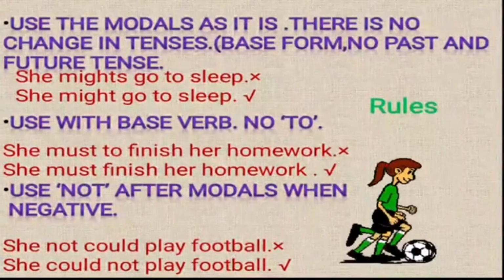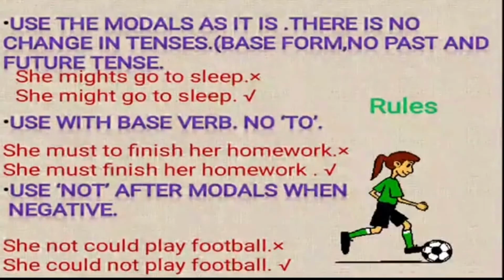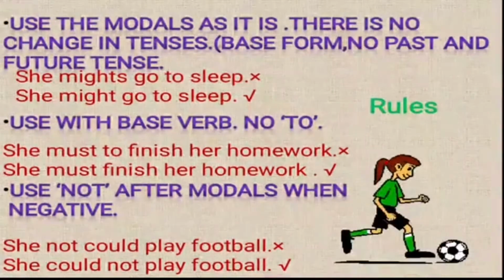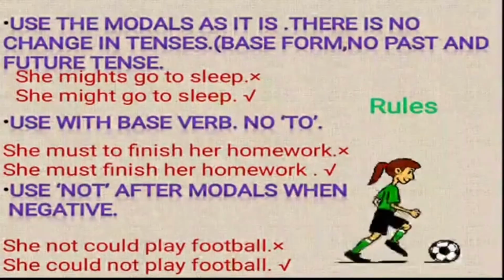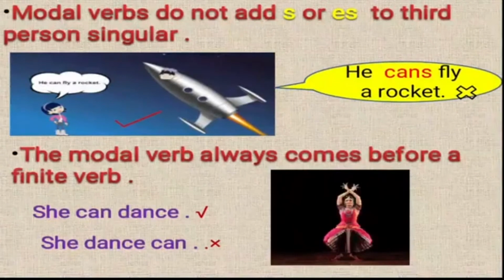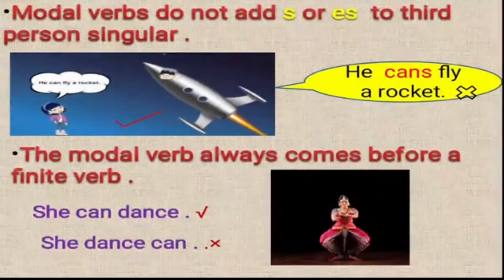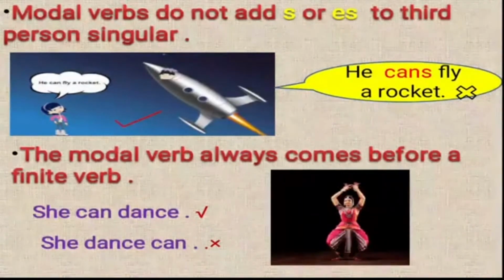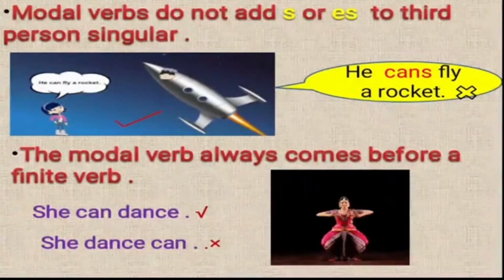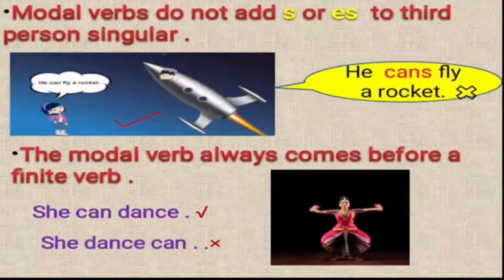Now the third rule. Use not after modals when negative. So for most of the modals, you can make the negative by adding not after them. She not could play football is wrong. She could not play football is the correct sentence. Let's look at the fourth rule. Modal verbs do not add s or es to the third person singular. That means you cannot write it as he cans fly a rocket. He can fly a rocket is the correct sentence. So they do not add s or es to the third person.